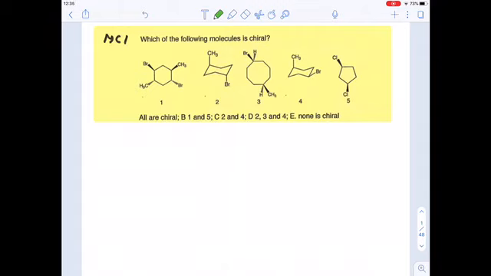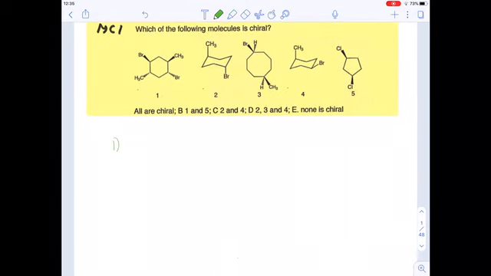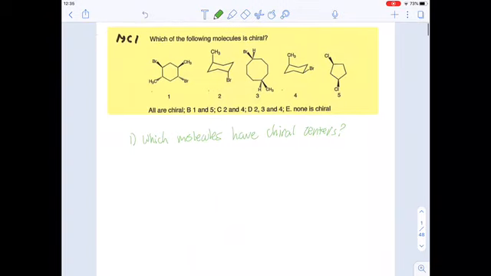Alrighty, so now my approach when I'm starting these questions is the first thing you want to do is look for molecules that have chiral centers, right? So when you're doing this, first thing you want to do, which molecules have chiral centers? That looks like a Z, but you know.